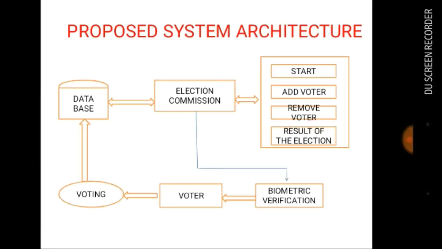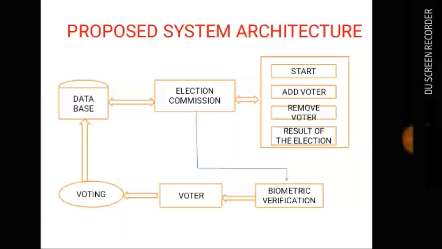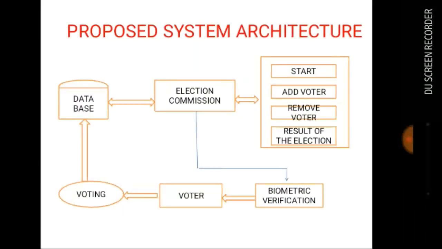This is the proposed system architecture. How the functions will happen here is easy to understand. The overall control is the election commission. It has some functions itself. Adding and deleting voters, and adding and deleting candidates, are done only by the election commission.